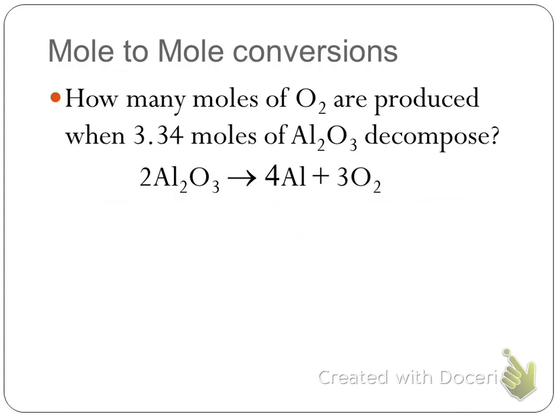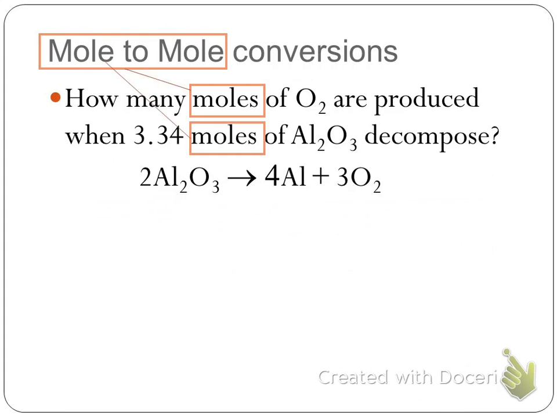Now, let's go ahead and start with a mole-mole conversion. According to our information, how many moles of O2 are produced when 3.34 moles of aluminum oxide decompose? Since we're going mole to mole, we're going to start with moles and we're going to end with moles. Our given here is actually going to be 3.34 moles of aluminum oxide. This is where that's going to be very key. And I need to convert that now to moles of O2.